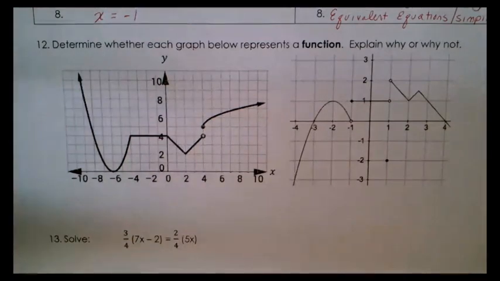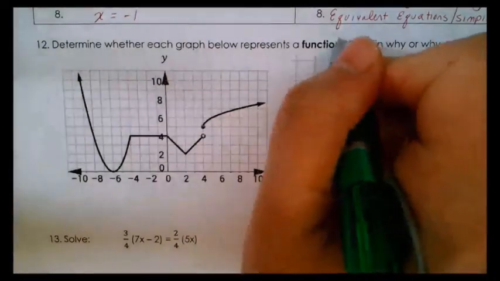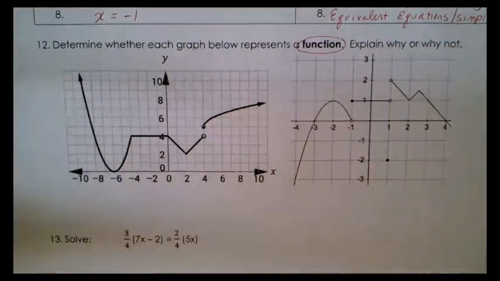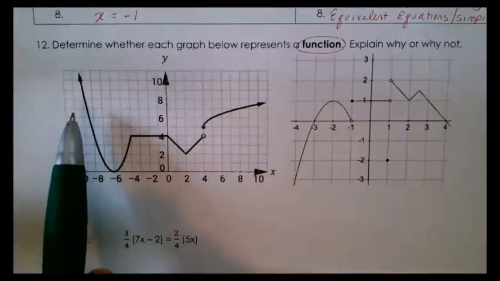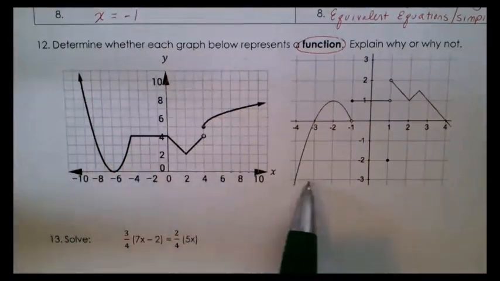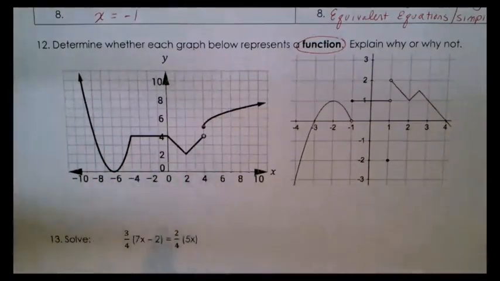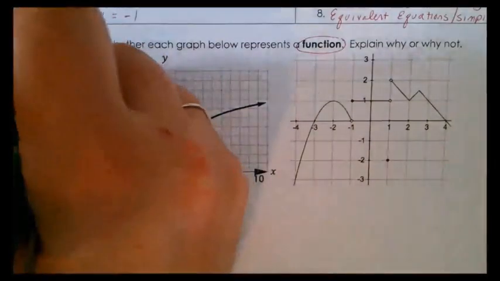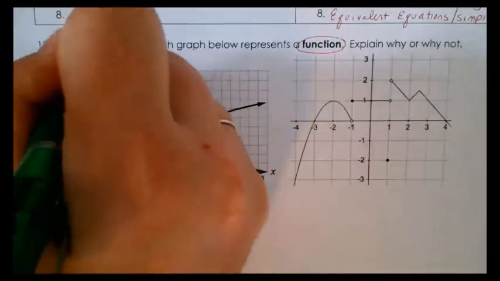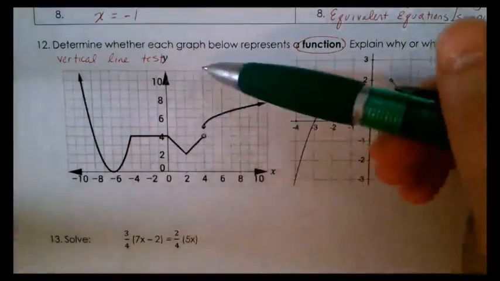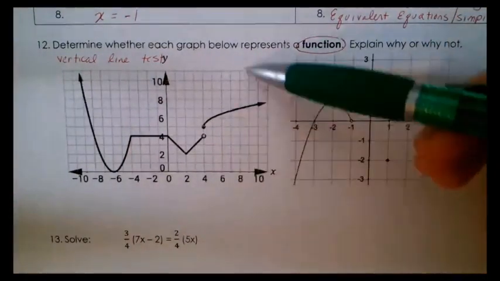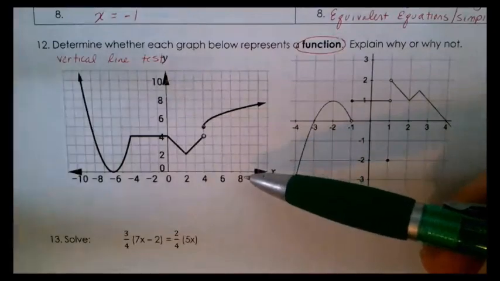Number 12, determine whether each graph below represents a function. Explain why or why not. Now, a function, by definition, is having an x value relate to only one y value. So you want to look through your graphs here, and you want to make sure that for every x value, there's only one y value. Now, you've sometimes heard of something called the vertical line test. The vertical line test. Now, your vertical line test is you're just going to follow through with a vertical line, and you're going to make sure you only cut across one point.